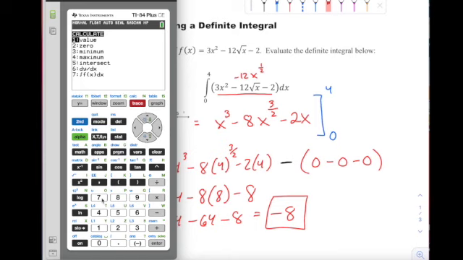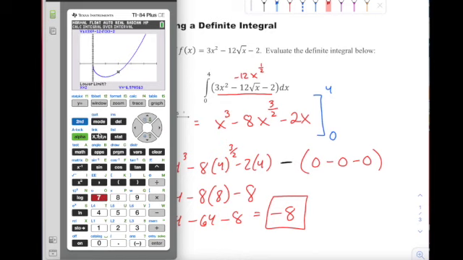So second trace, 7, and now it asks you for the lower limit. What's the lower limit? We're starting at 0. You hit enter. What's the upper limit? We're going to 4. The interval was 0 to 4. Hit enter. And now look what it's doing. It's shading the area as it's calculating it. It looks just like it did on paper.